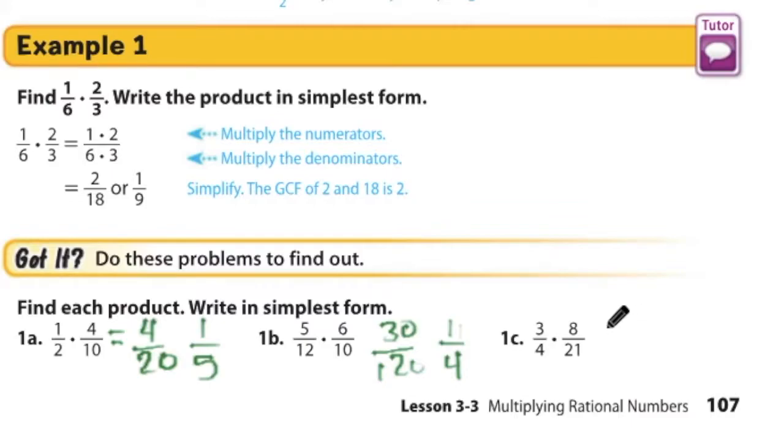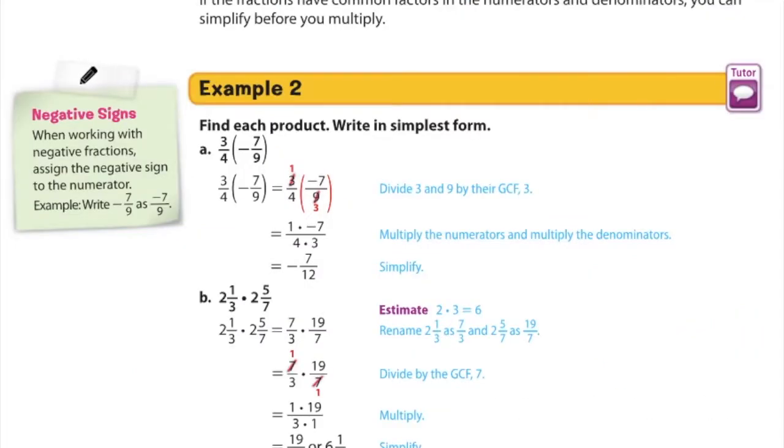For 1c, 3 times 8 is 24, and 4 times 21 is 84. 4 is a factor of 24 and 84. 4 goes into 24 6 times, and 4 goes into 84 21 times. 6 and 21 have 3 as a common factor. 3 goes into 6 twice, and 3 goes into 21 7 times. The answer is 2/7. For example 2, we're going to introduce negative fractions.